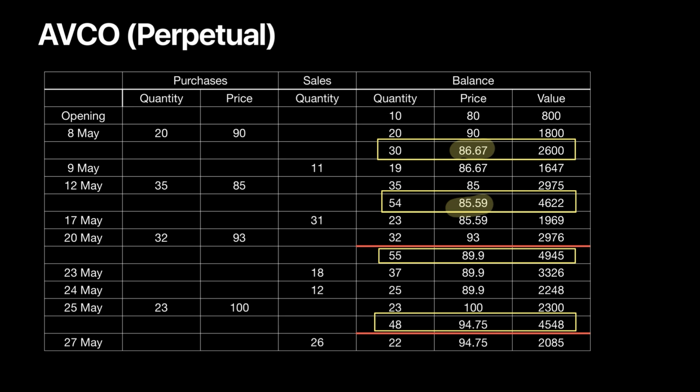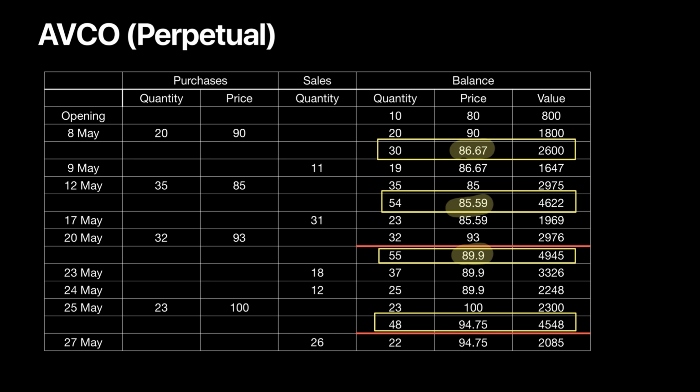So the next transaction is a sale on 17th, 31 units. So from this 54, sell 31. You'll be left with 23 units at 85.59, which is our average price up till now. That's 1969 inventory. On 20th May, we buy 32 more units at 93. They get added. First find the dollar value, 2976. Now find the average. 23 and 32, that's 55 units in total. Total dollar value of these two is 4945. So you will now recalculate your average price, which becomes 89.9.